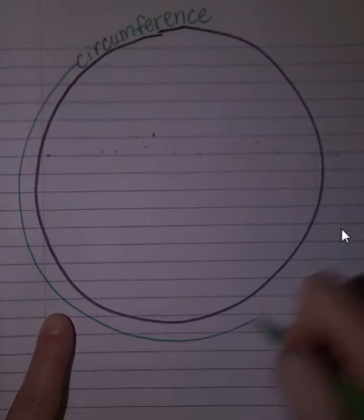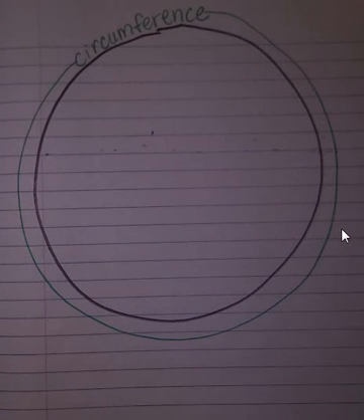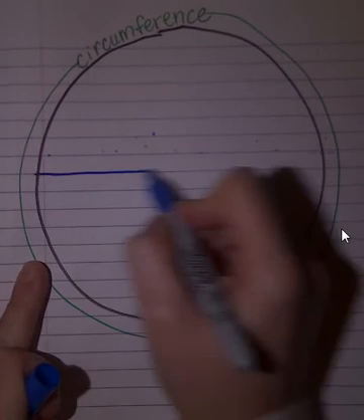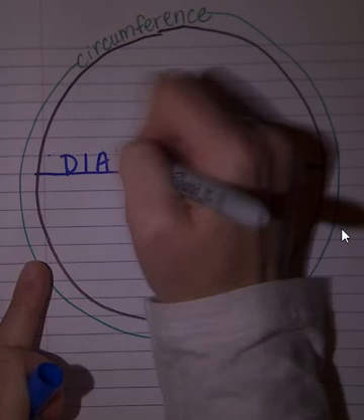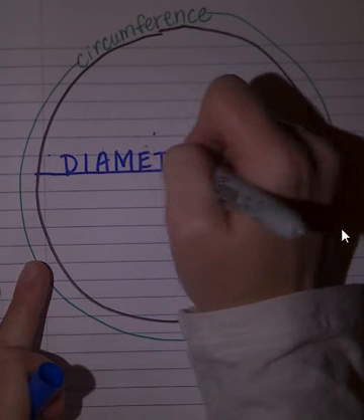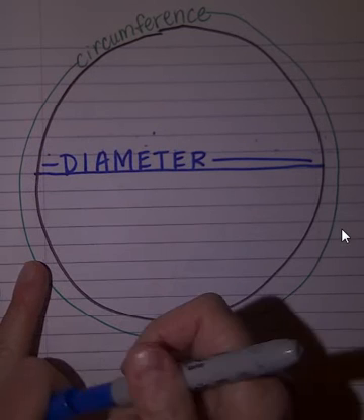It's all the way around. Okay. The next part of the circle is from one end to the other, which is the diameter of a circle. That's the width across the circle.